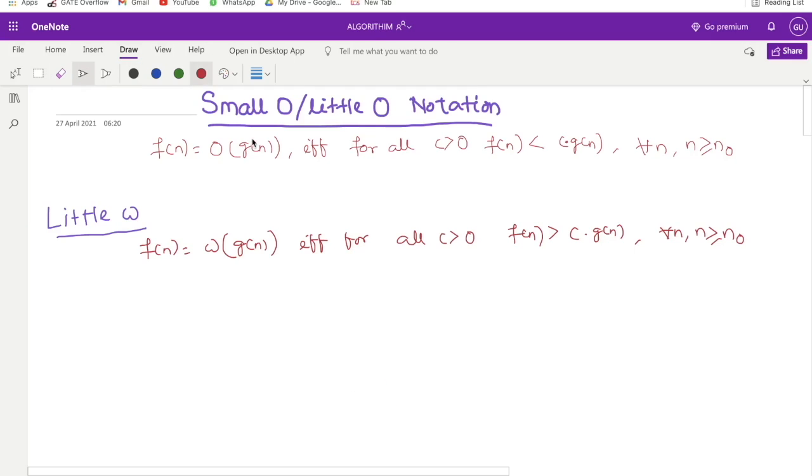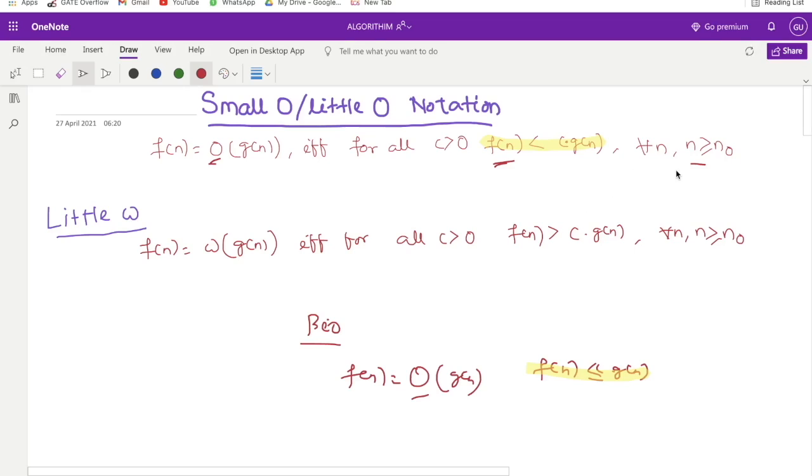Read the definition of small o. f(n) equals small o of g(n) if for all c greater than 0, f(n) is less than c times g(n) for all n greater than or equal to n naught. In the big O definition, f(n) equals big O of g(n) if f(n) is less than or equal to c times g(n). So here is the actual difference: f(n) is less than c times g(n) here, and f(n) is less than or equal to c times g(n) there. g(n) must be strictly greater than f(n). This is the difference between small o and big O.